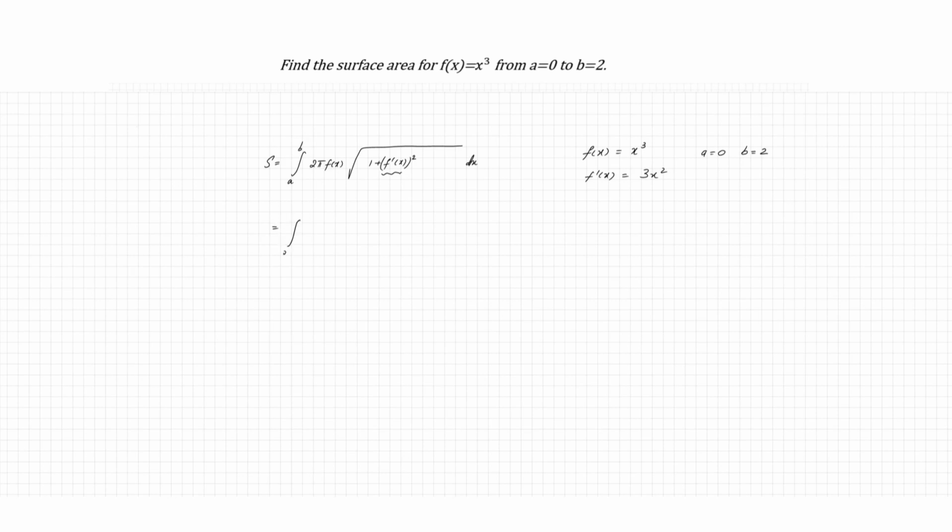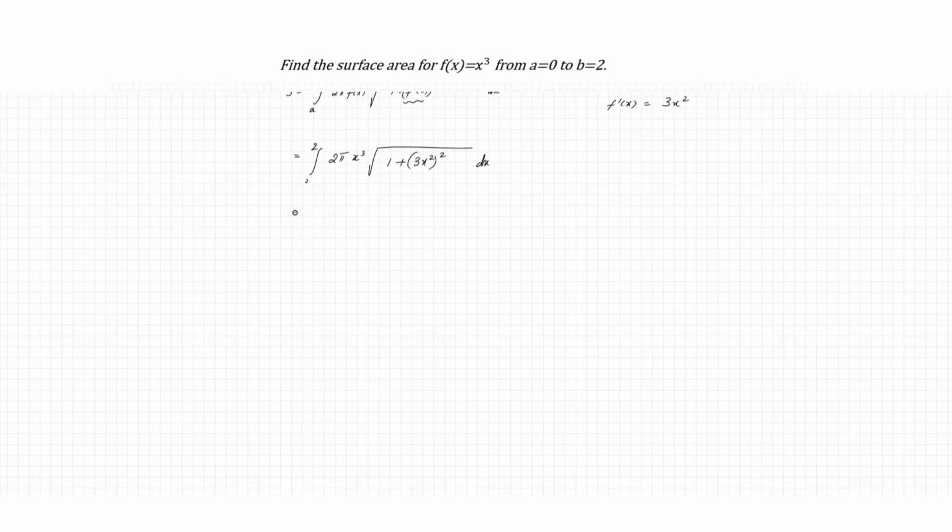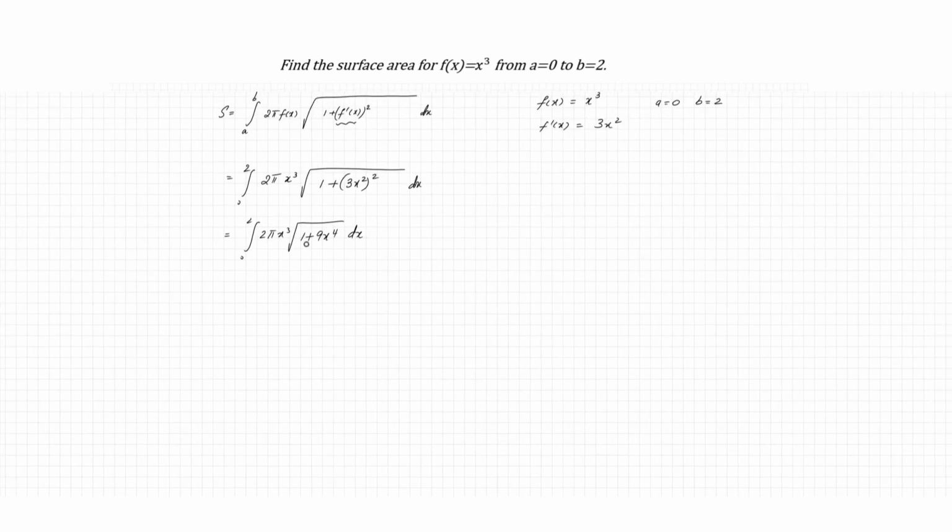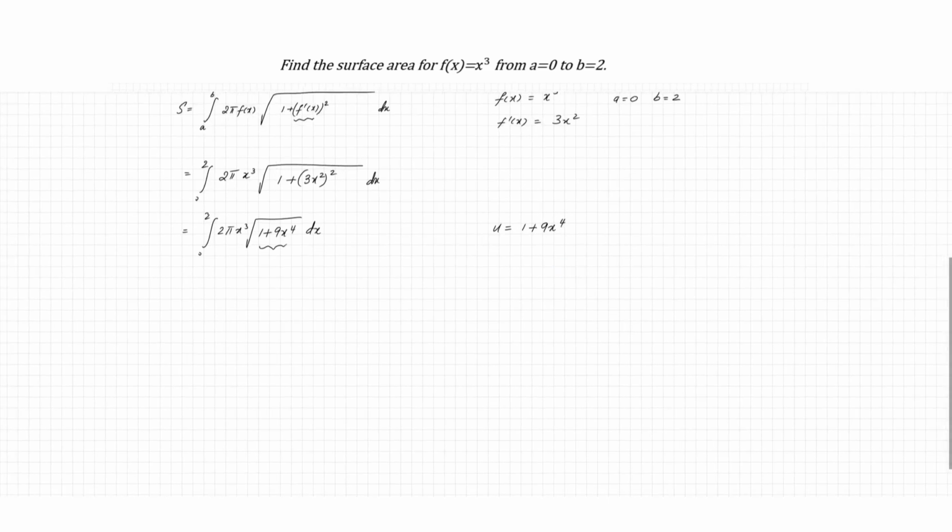Substituting all of this into our formula, we have the integral from 0 to 2 of 2 pi x cubed times the square root of 1 plus 3x squared, the whole squared, dx. On simplification, we have 2 pi x cubed times the square root of 1 plus 9x to the power 4 dx. Now we'll have to use the method of substitution to solve this particular integral. For that, I'll substitute the function inside the square root, so u equals 1 plus 9x to the power 4.